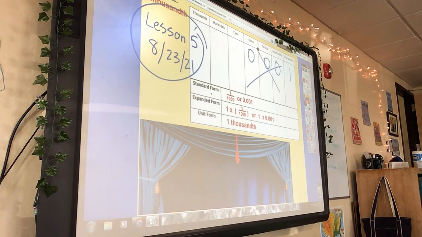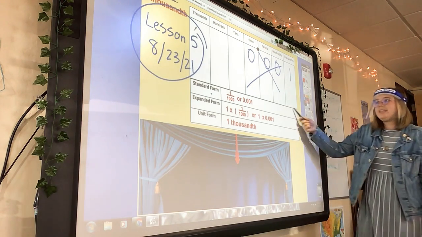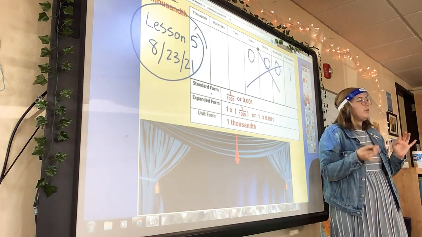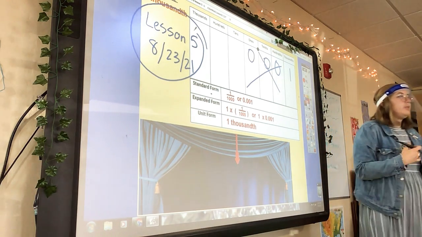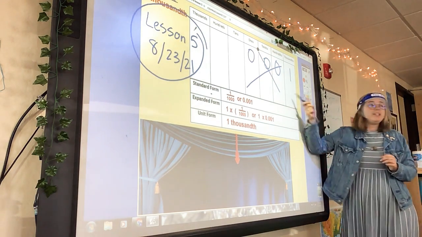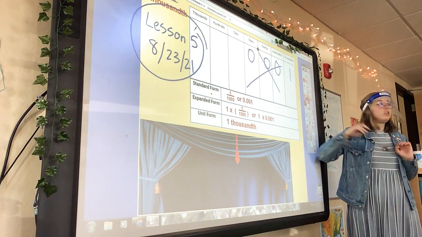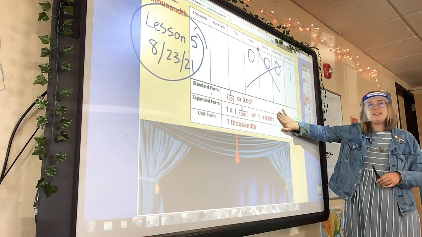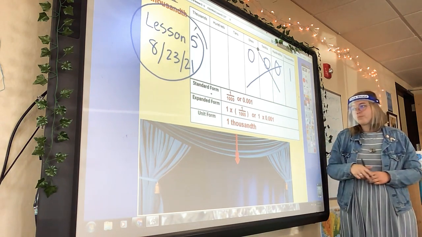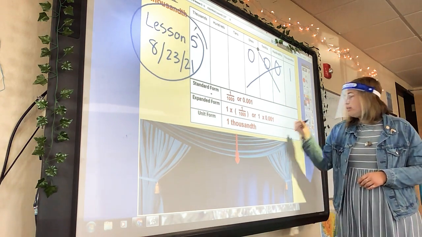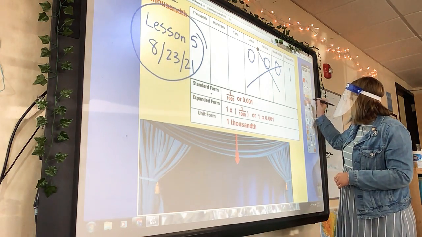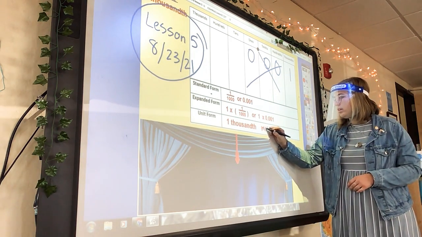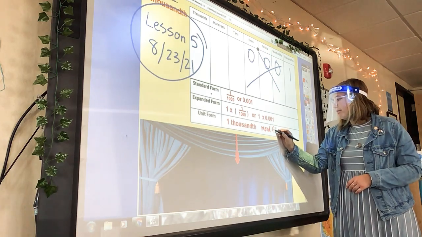Okay? And it shouldn't take you too long, but you're just getting this down. It's a perfect example that you can refer back to when you're doing your homework. If you want to write a place value chart and show it like that, go for it. I think that's really smart. But the main point I want you to get down is this. I'm going to add one more thing.